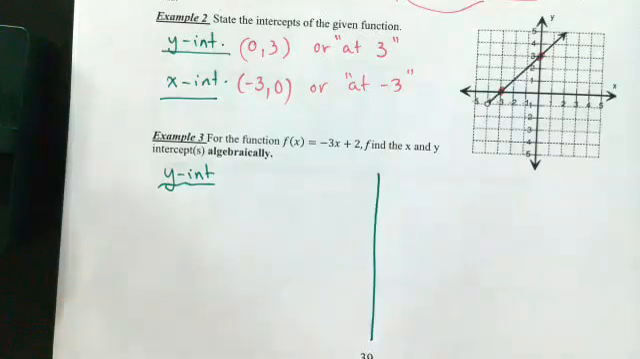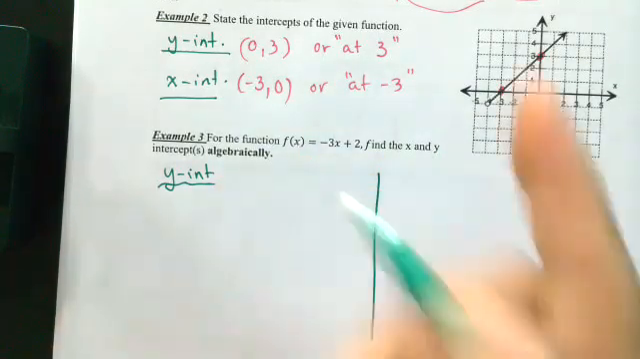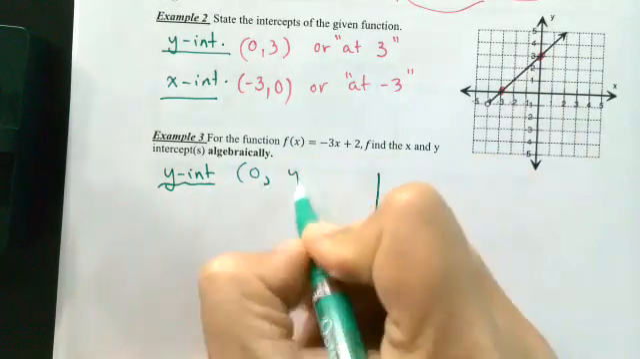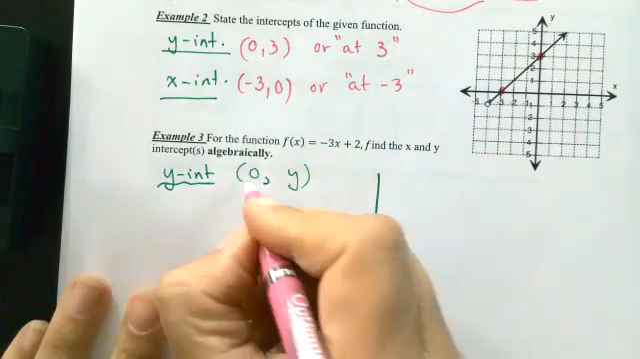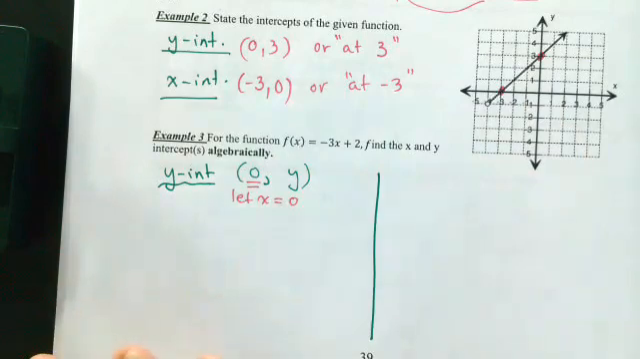When we are calculating the y-intercept, remember that a y-intercept has the form 0, y, and y is the number we're going to find, right? Meaning we have to let x equal to 0, because that's what it means. If I have to find a point that has x equal to 0, the x-coordinate of the point I'm finding is going to be 0, right?